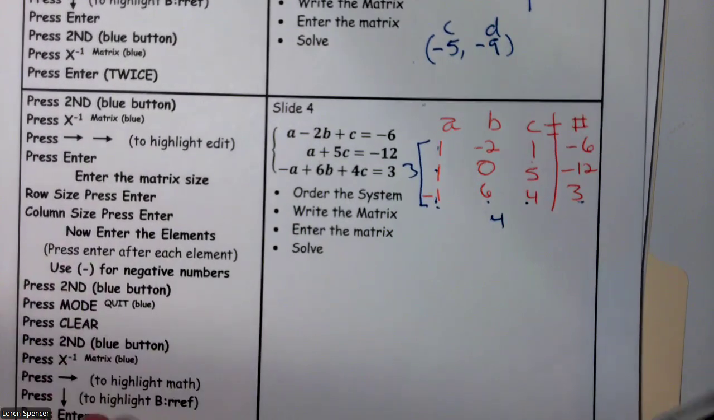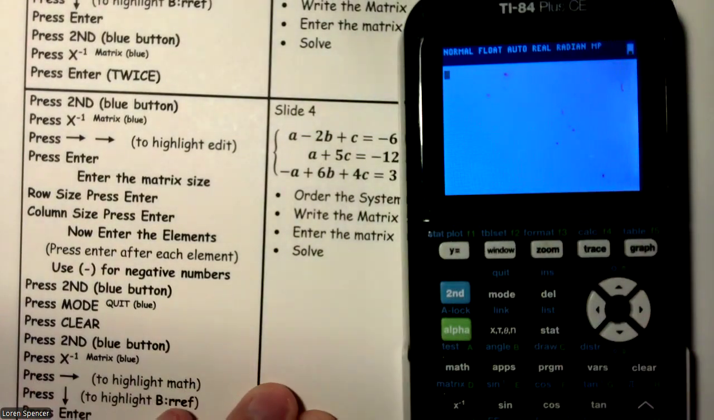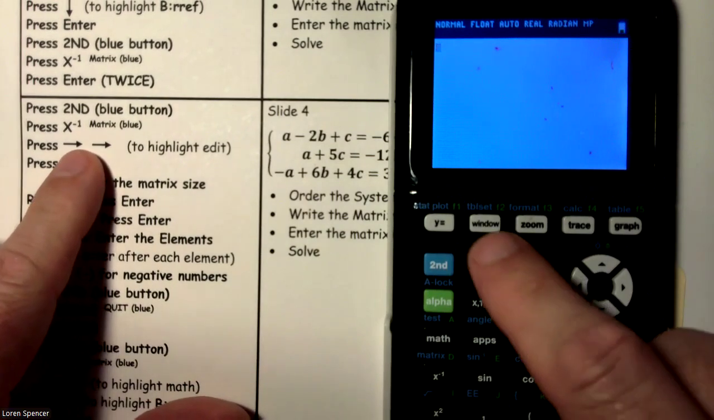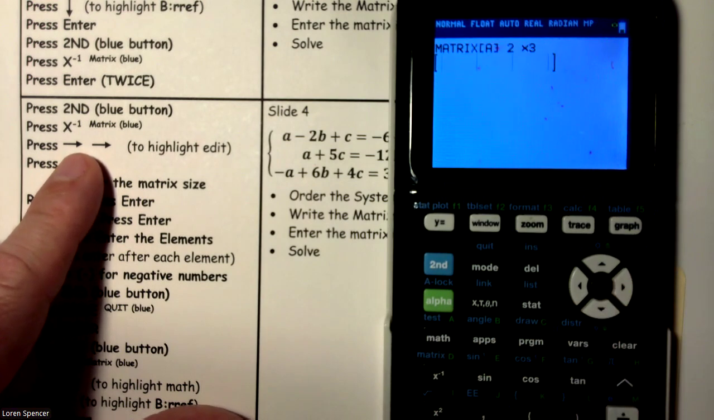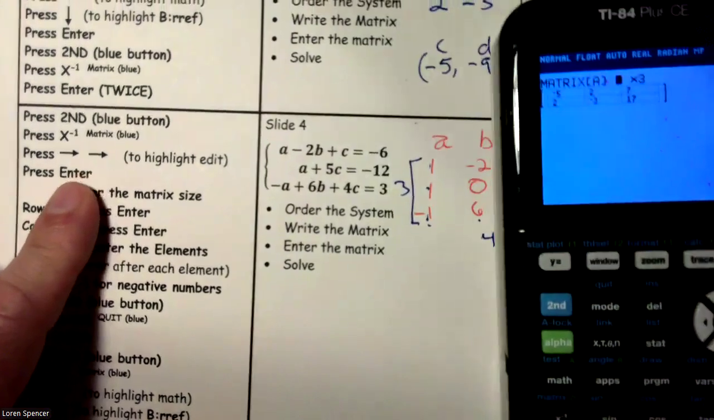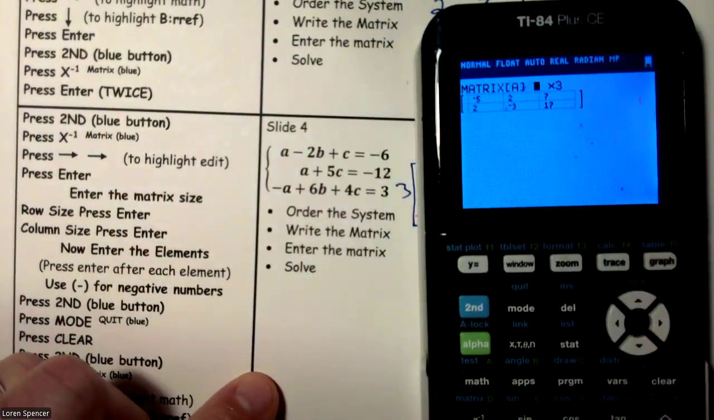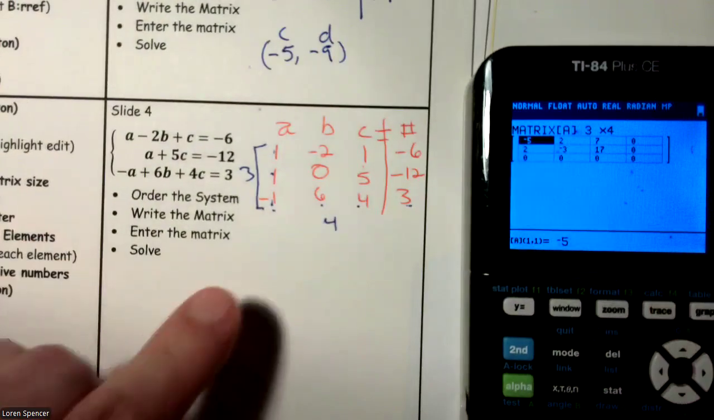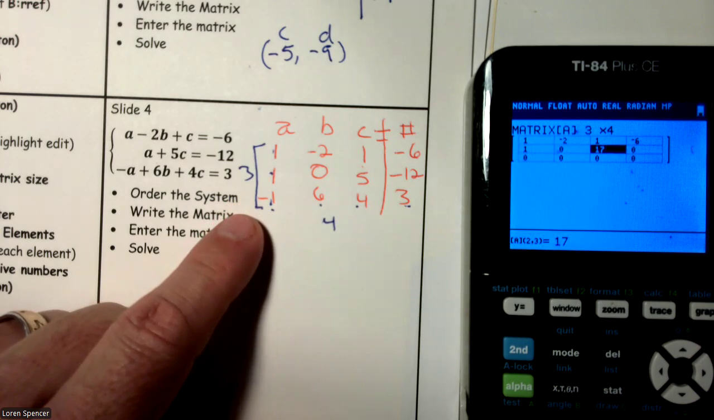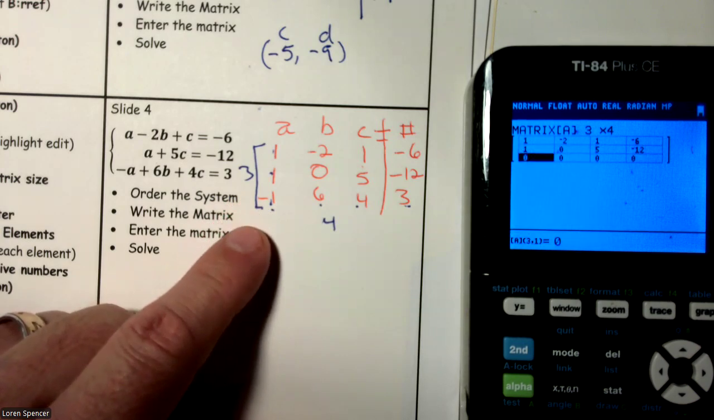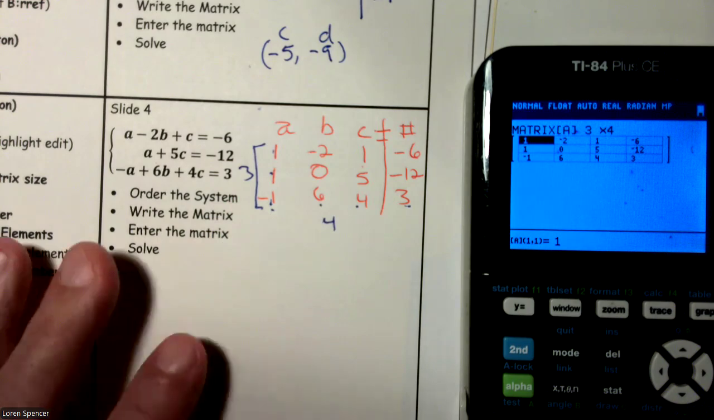So we're going to have to do this one a little bit different, but not a whole lot. Still same commands. We're still going to press the blue button and then drop down to matrix, arrow over to edit. But instead of a 2 by 3, we have a 3 by 4. So we're going to make it a 3 enter, 4 enter. And I'll go ahead and enter those data now. So 1 enter, -2 enter, 1 enter, -6 enter, 1 enter, 0 enter, 5 enter, -12 enter, -1 enter, 6 enter, 4 enter, and then 3 enter. So now I have the data entered.